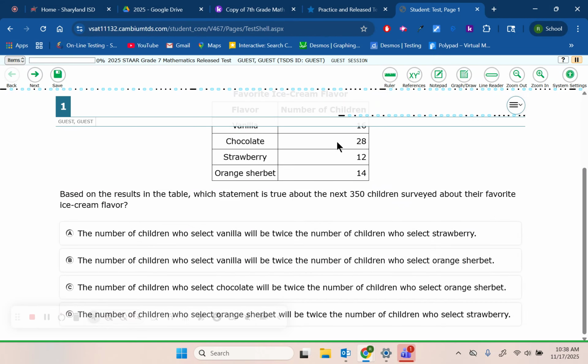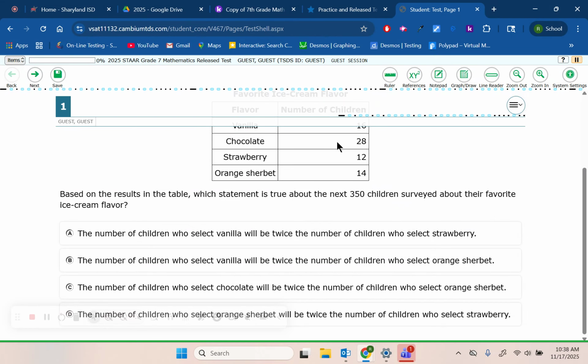So over here we got some data, right? And I think it was 70 kids. We picked 70 kids, and we found out their favorite ice cream flavor. Based on that, we're going to make some choices, right? If I had 300 kids, what's going to be true about this survey? So based on the results in the table, what statement is true about the next 350 kids? Well, that's saying that these 70 kids represent any other number of kids we pick. So let's see what we got here.